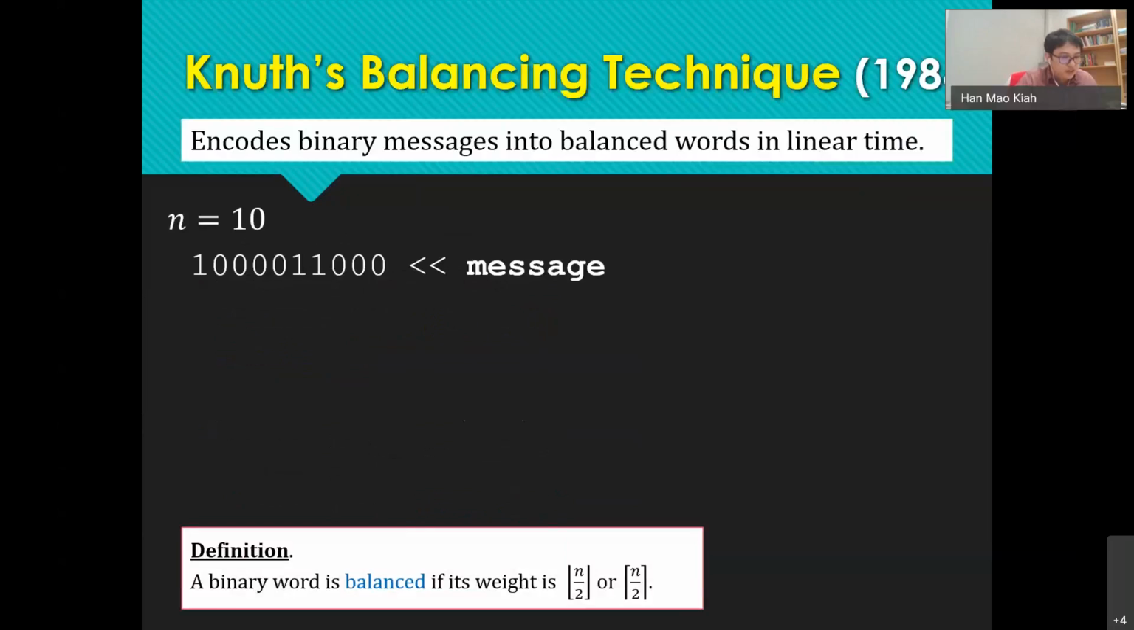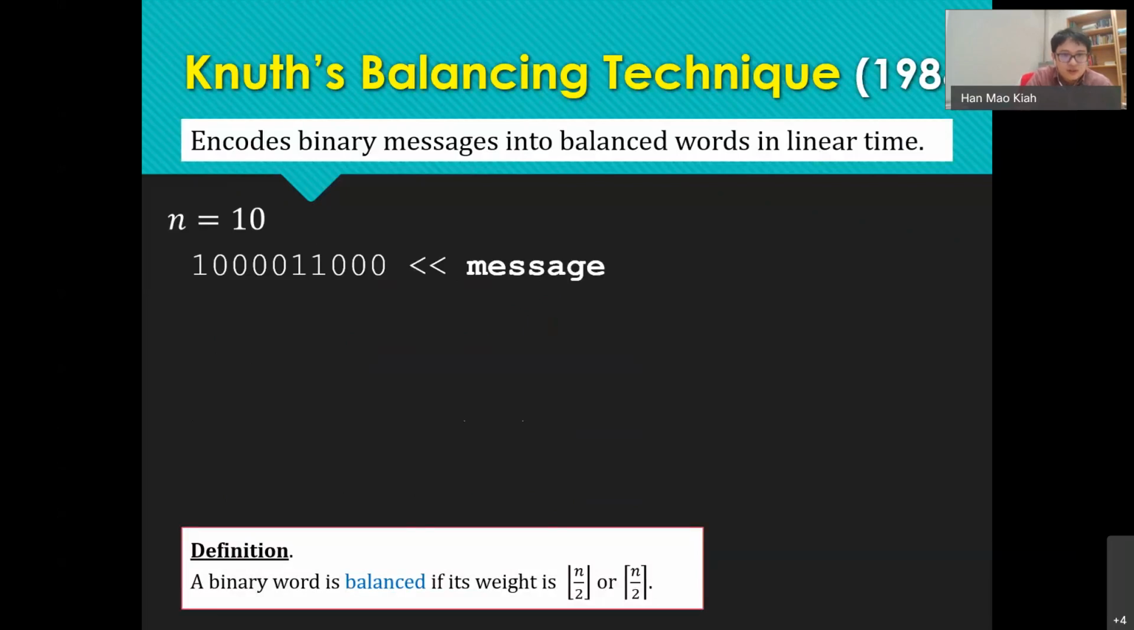Now, the efficiency in redundancy is one aspect of the technique. To me personally, it is the simplicity and efficiency of the encoding process that is the beauty of the method. So let me explain how the method works with a simple example. Here we have a binary message of length 10, and we want to transform it to a balanced word. What should we do?